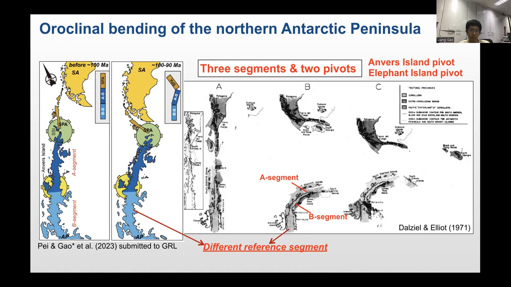Then this island broke into three segments. One is the South Patagonian Andes, and the other two are the A segment and the B segment of the Antarctic Peninsula. Our model is a little different from previous studies because our reference segment is the B segment of the Antarctic Peninsula, because the paleomagnetic data from this part is similar to the East Antarctic reference data, the East Antarctic APWPs.